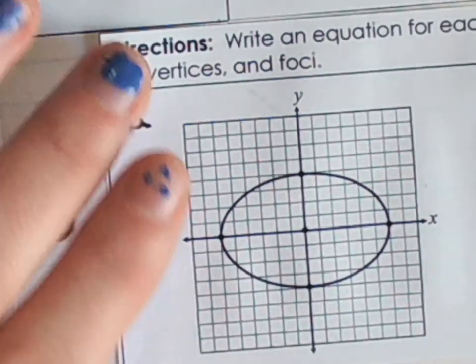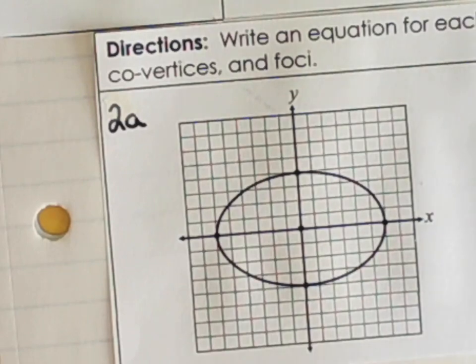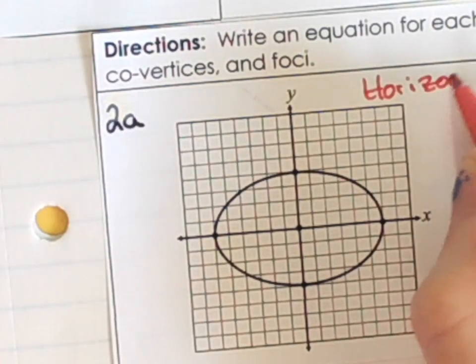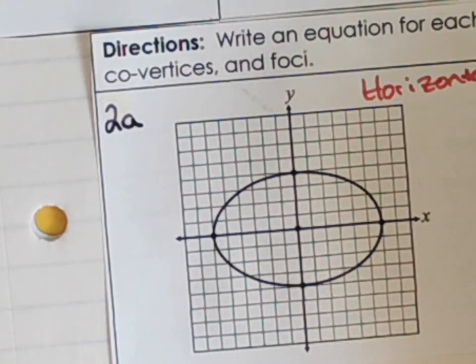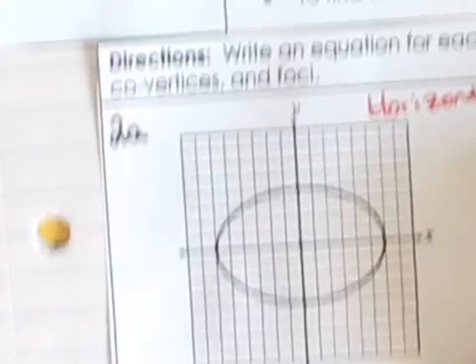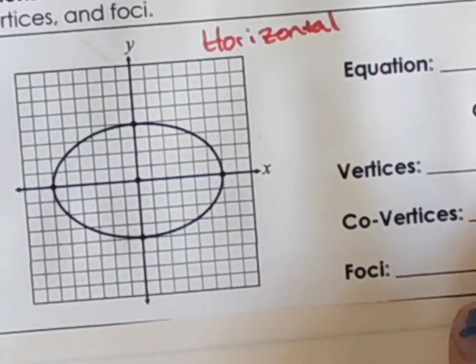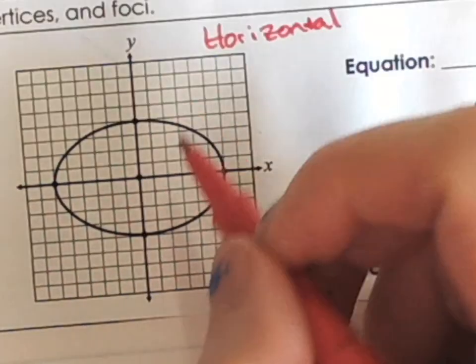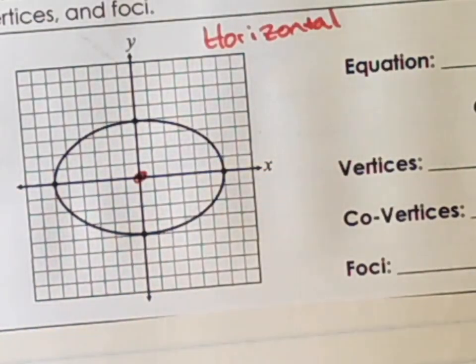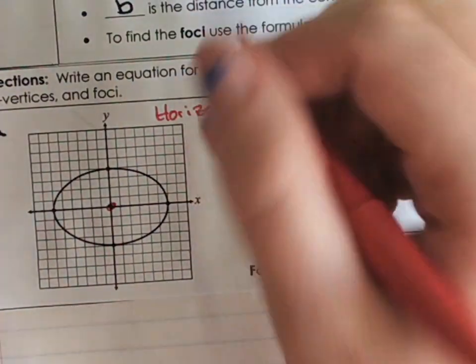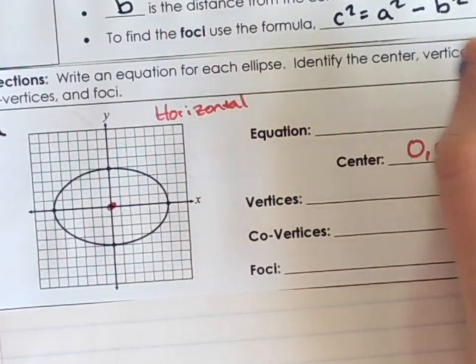Cool. So from what I see here, it is a horizontal ellipse. So we're going to be using the a squared underneath the x for this one. We should identify the center. The center is at 0, 0. So I'll zoom in. So the center is 0, 0.